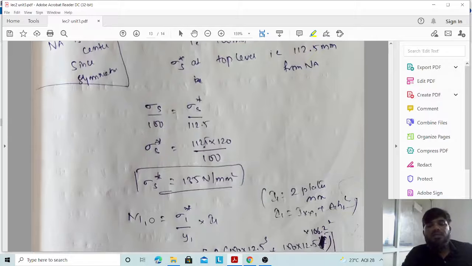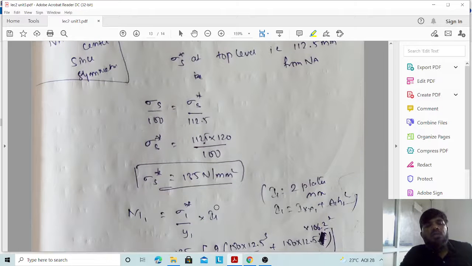Now the moment of resistance M1 is equal to sigma star, because we are calculating for the steel bar, means sigma 1 by Y1 into I1, sigma 1 by I1 into 2 1.